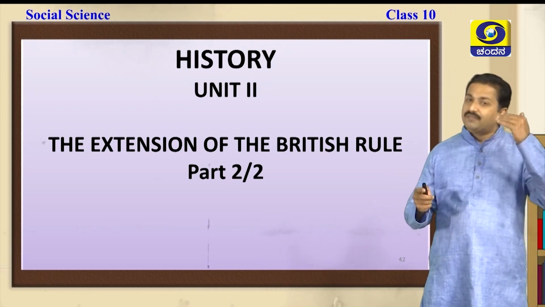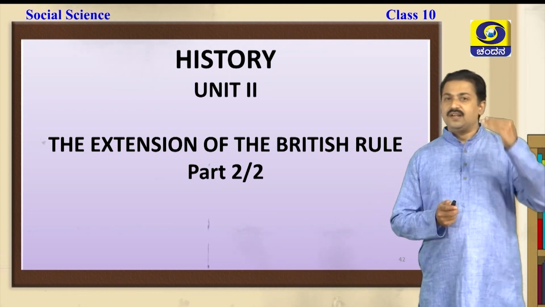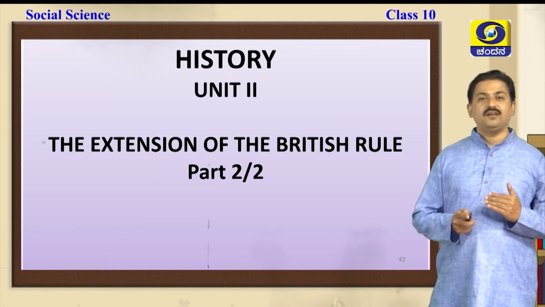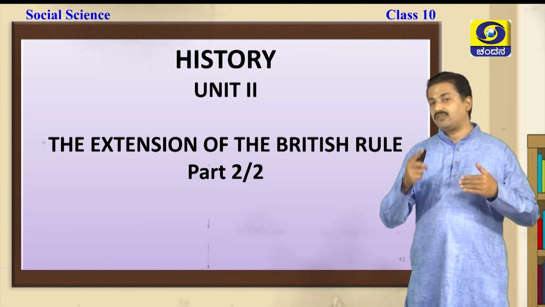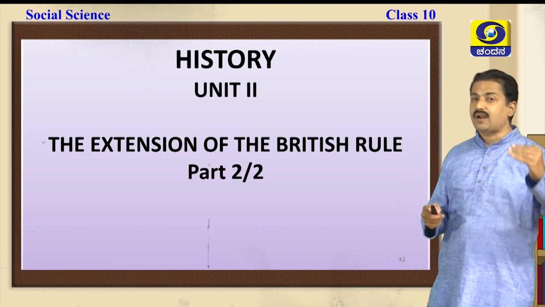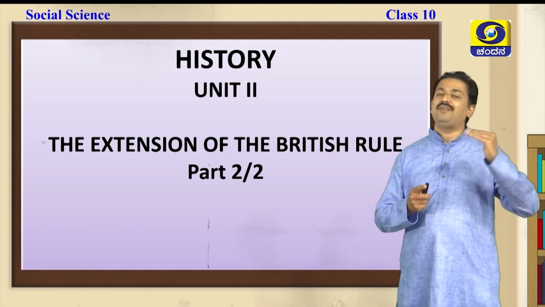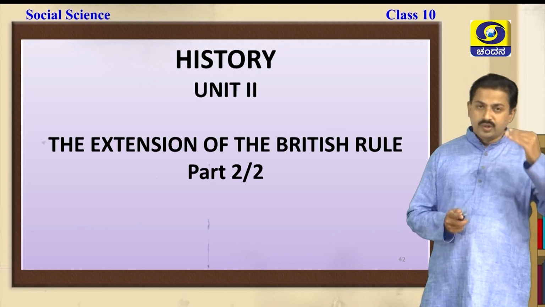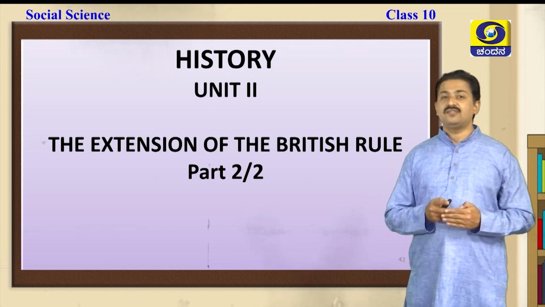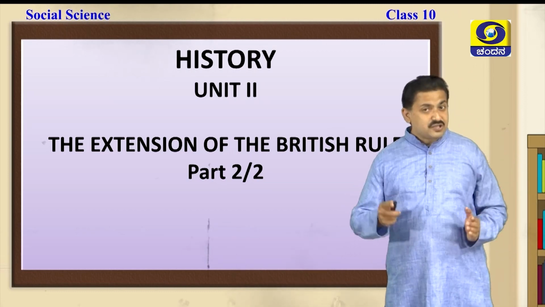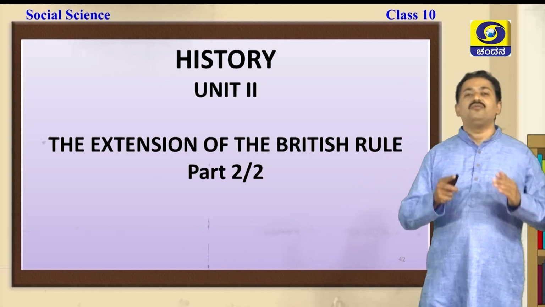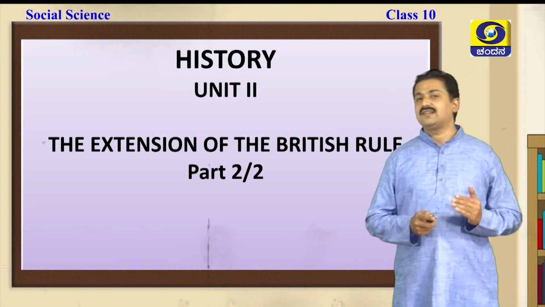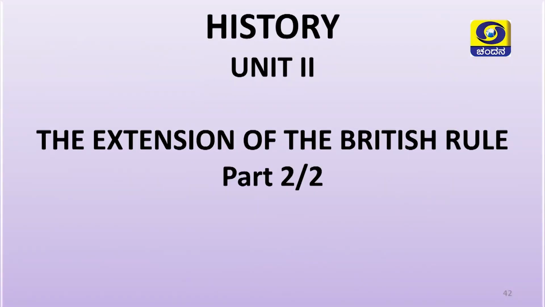In the previous class of the same lesson, we had discussed the First Anglo-Maratha War, the reasons for it, the course of the war as well as its results. We also had discussed the subsidiary alliance. Who introduced it? What is it? When was it introduced? Which was the first state to accept it, and which other states came under it? All these we had discussed in the first part of this second lesson.